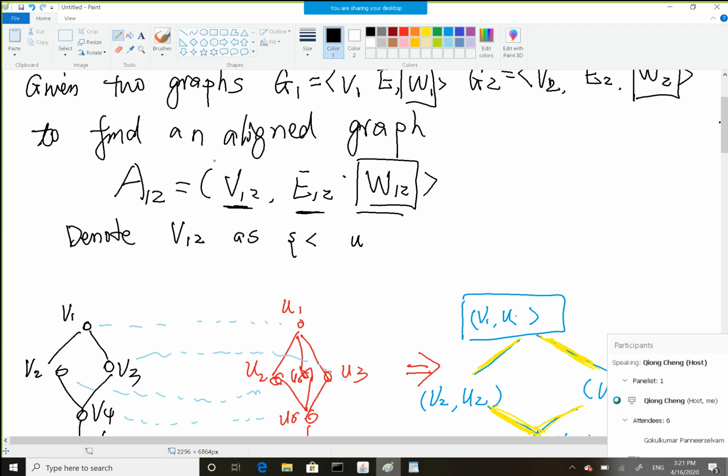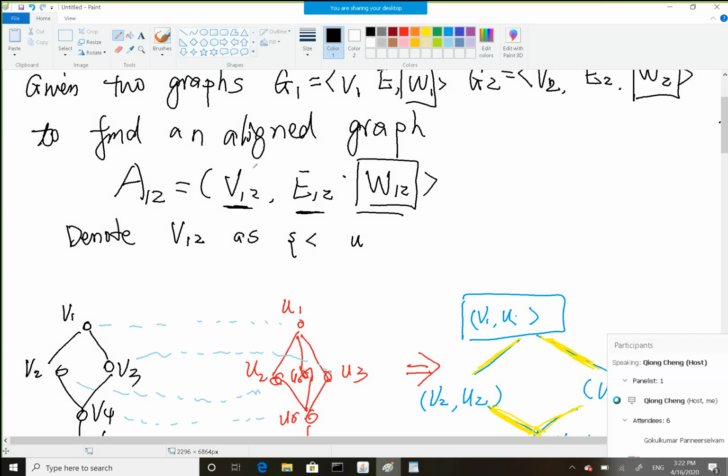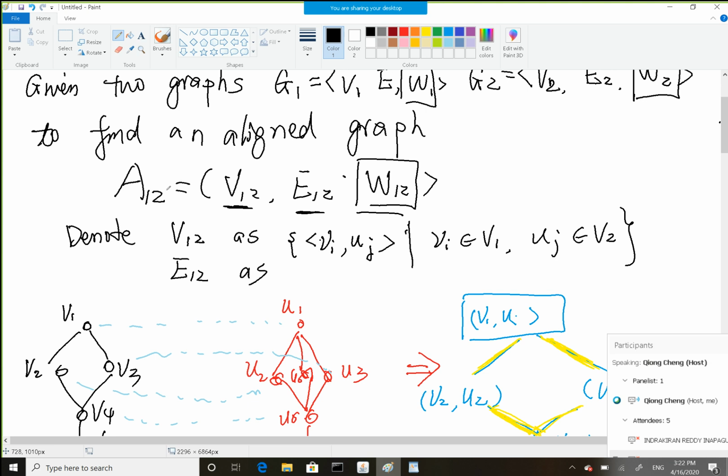Okay, good. And so they claim that all these VI and UJ. So maybe I put the order a little bit different from the paper, but the idea is the same. And this is UJ, and all consists of this one. And VI belongs to V1, and UJ belongs to V2. Can you see? And also they are mapped. The map corresponds to, in this case, they want to find the best A12, and also E12.